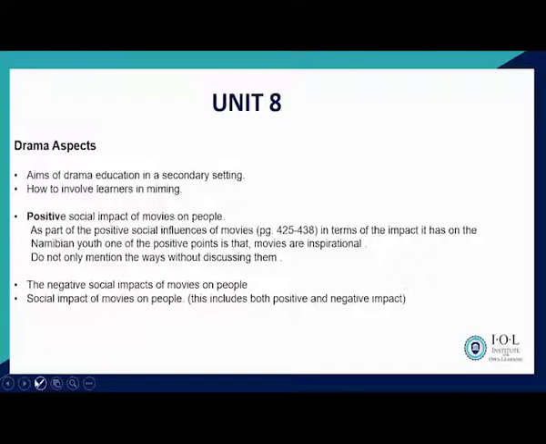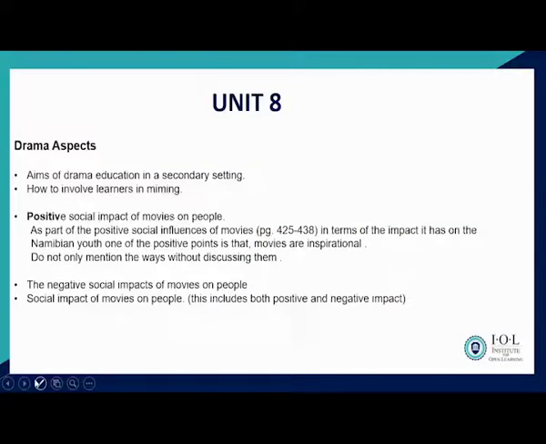Do not only mention the ways without discussing them. Okay? I want to say a few things here. If you are requested to write, if they say mention, just mention, or list, then you just write, for instance, movies educate us. But there are times this question can ask you to discuss. What kind of education do they give to people, for instance? Then you should be ready to answer that also.